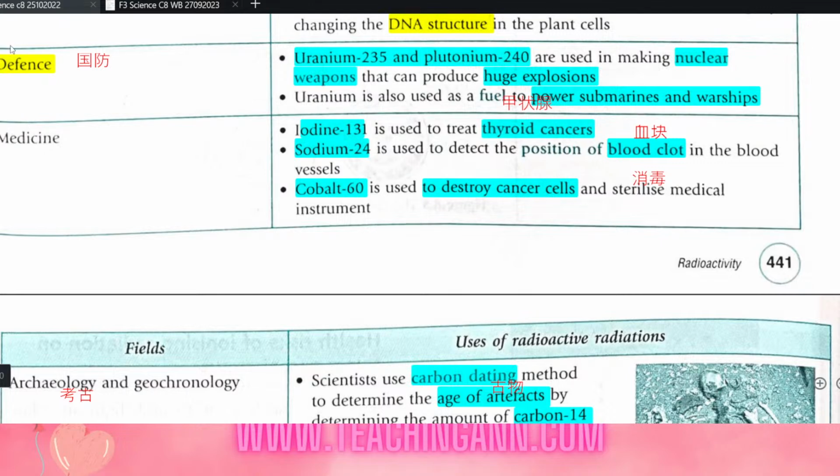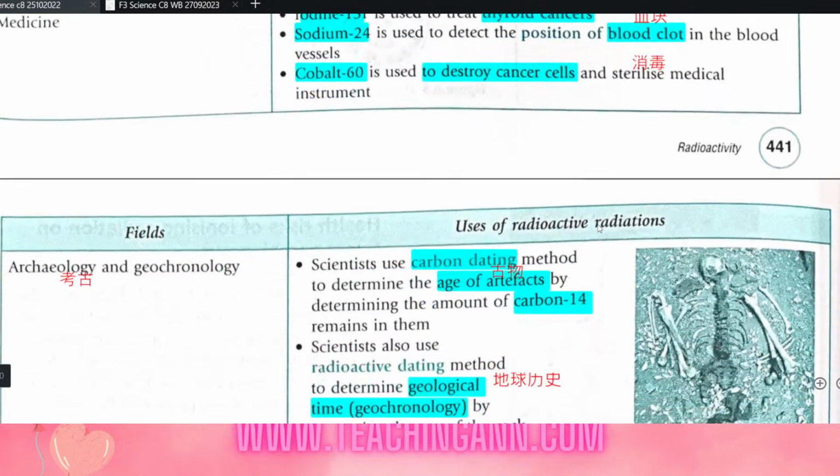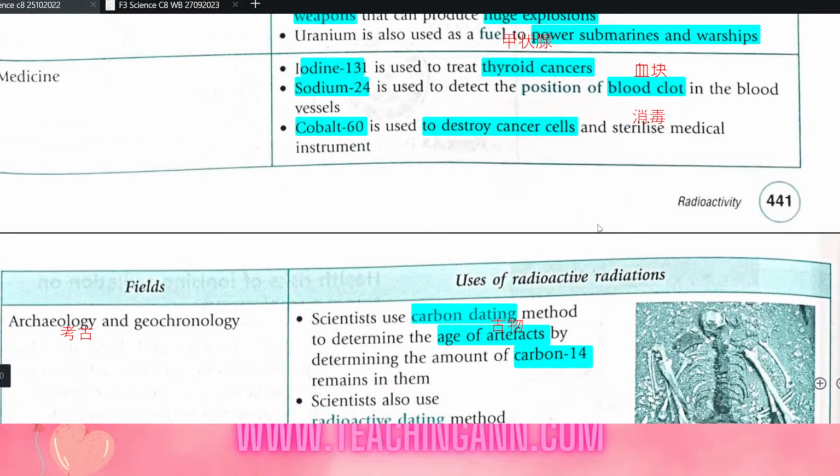Okay, now next. Medicine, you use iodine-131. This one is to treat thyroid cancer. You know where your thyroid is, right? Understand that? So this one is to treat the thyroid cancer. Sodium-24, okay, this is to detect your blood clot. And cobalt-60 to destroy cancer cells and sterilize. Cobalt is also an element, a bit bluish in color.